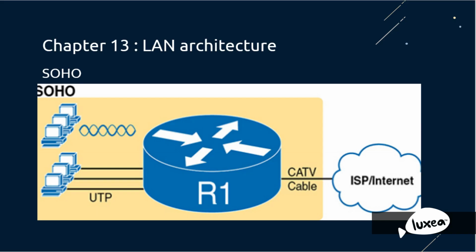Okay, and next is SOHO, small office, home office. Compared with big buildings, this will be the small office and home size. The design differs significantly. The IEEE defines both Ethernet LANs and wireless LANs. We use our Wi-Fi at home, and the basic setup will look like this.